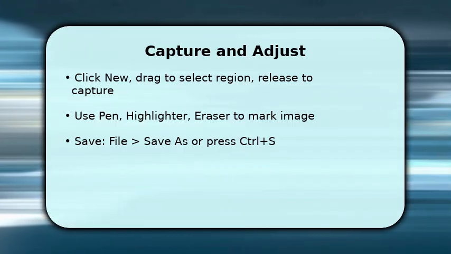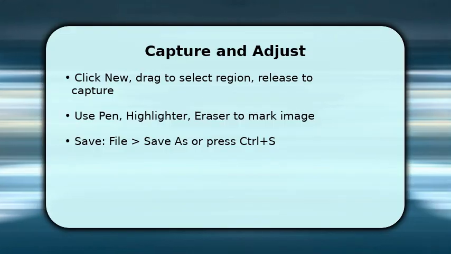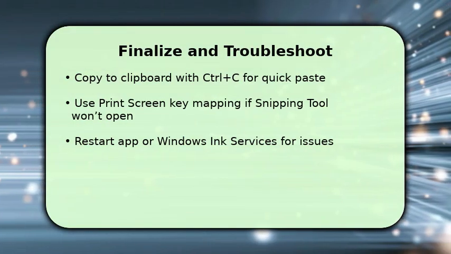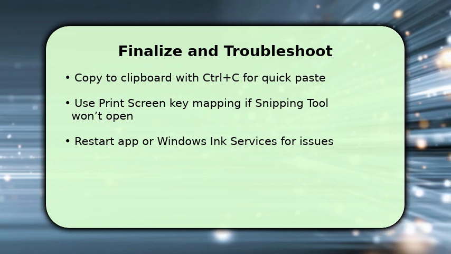When satisfied, use File Save As or press Ctrl+S. Choose PNG for lossless quality or JPG for smaller files to match your needs. After saving, copy to the clipboard with Ctrl+C if you want to paste into an email or document quickly.